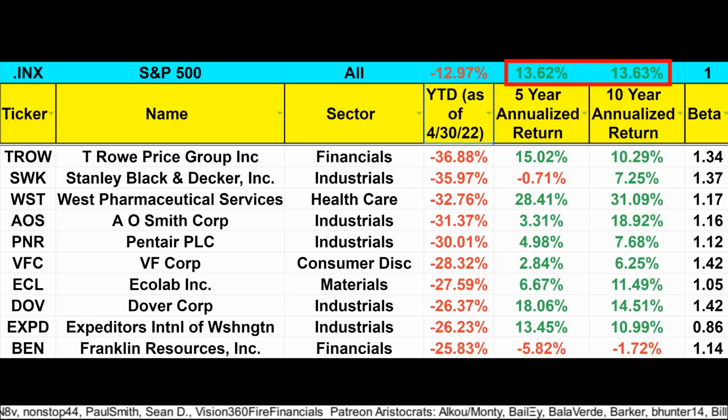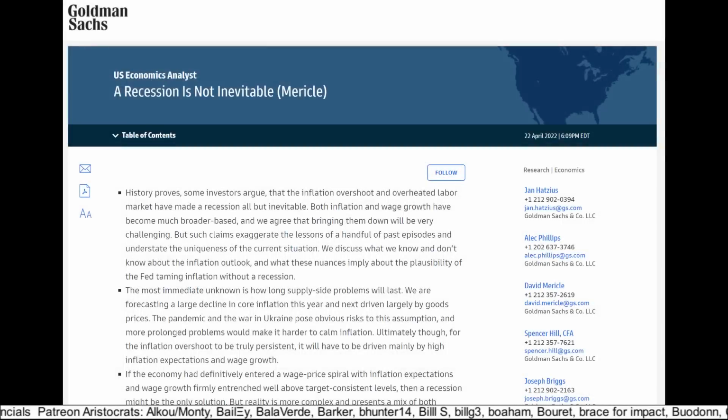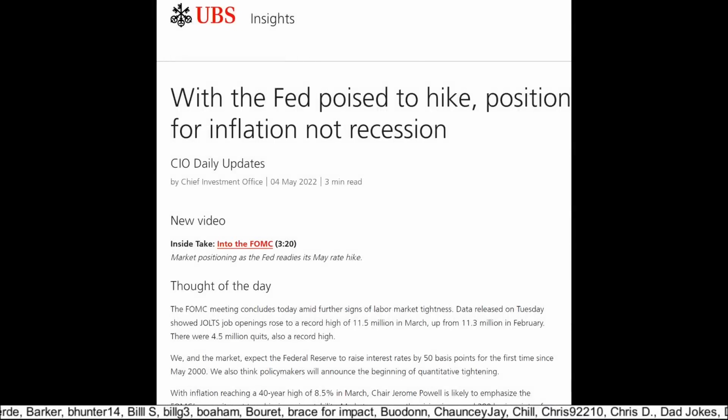Nice. It'll be interesting to see how these companies perform if we have a recession. I say if because we are not yet officially in a recession right now. Goldman Sachs came out 2 weeks ago and published an article saying that a recession was not inevitable. Some experts say that we will go into a recession due to the Fed raising rates, but UBS came out a couple weeks ago and said that they do not expect a recession due to rising interest rates.